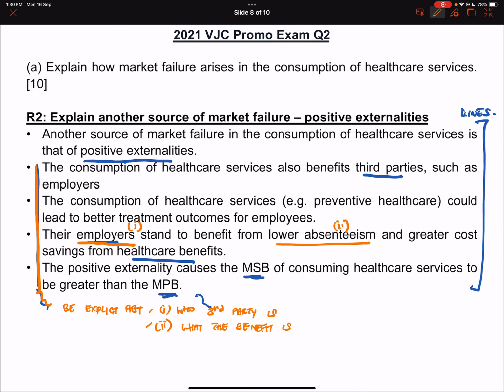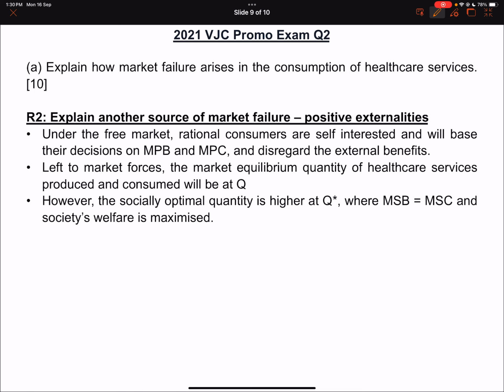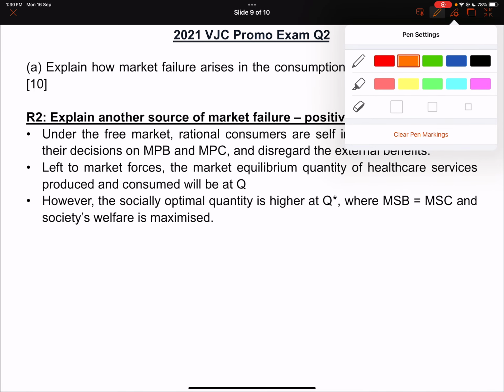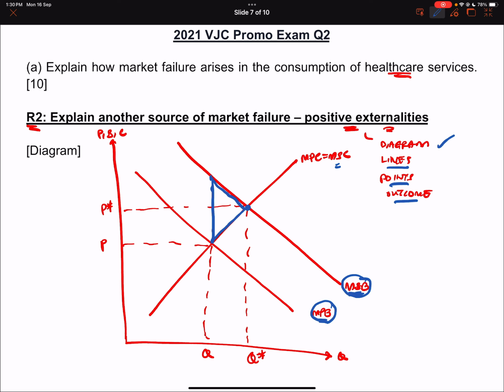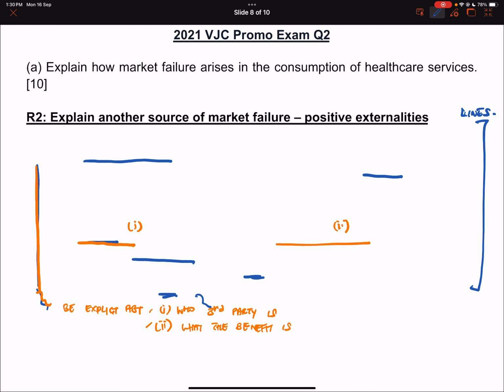Okay, so after you go lines, you go to points. So the point here is not about imperfect information anymore. The point here is about people are only self-interested and they make decisions based on MPB and MPC, right? So left to market forces, they will consume at point Q. So where is Q? It's here. They only care about themselves, so they under-consume. Like, why would I care about how good it makes you feel? I don't. But ideally, you should allocate resources based on how everyone else feels, right? But I'm self-interested, so I only consume at Q, which is the reason why I'm explaining this point here. You can see? Okay, so this is explaining point A.